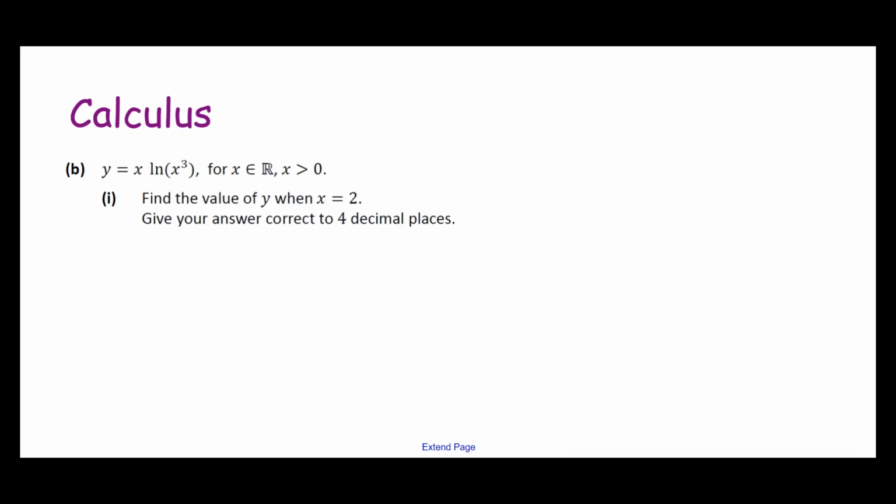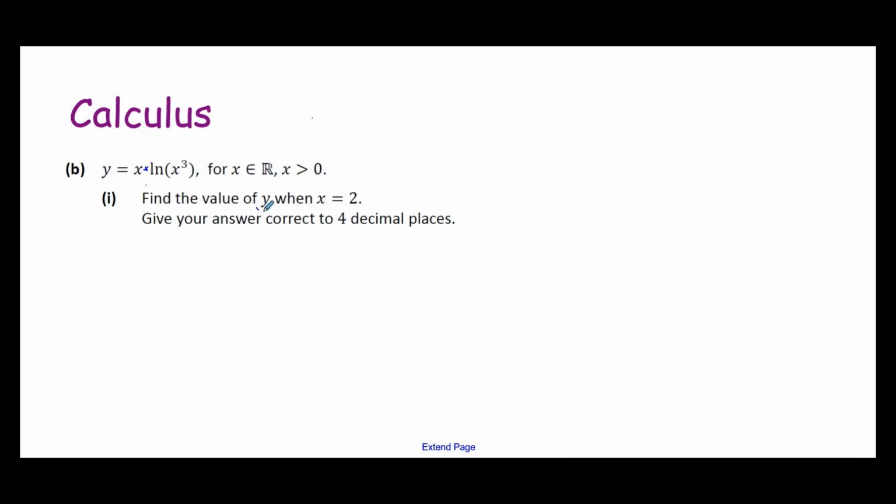Let's have a look at calculus. So y equals x ln (x to the power of 3). Okay, so this is a logarithmic function, but not only. What I have here is a multiplication sign. So what do we need to do with that information?